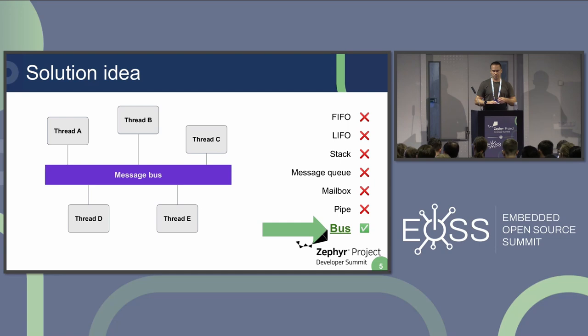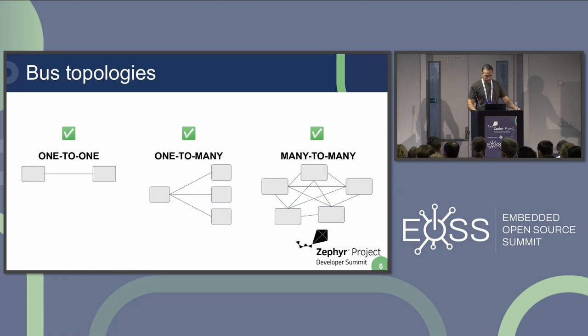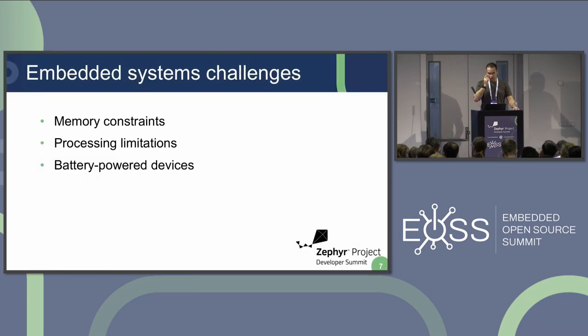So the idea at that time was to develop a bus to help developers make threads talk to each other, because we didn't have any tools for doing that, so we needed to create the bus. And the bus could solve the one-to-one, one-to-many, and many-to-many communication topologies. But we have seen that on Linux, Windows and Mac, for example, applications can talk to each other. Here we are talking about embedded systems, so we have different kinds of challenges.